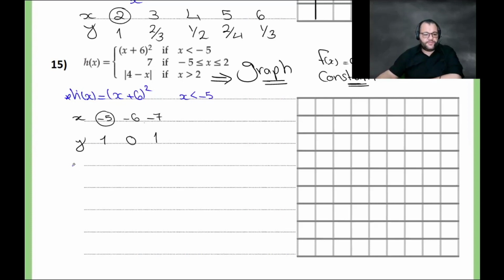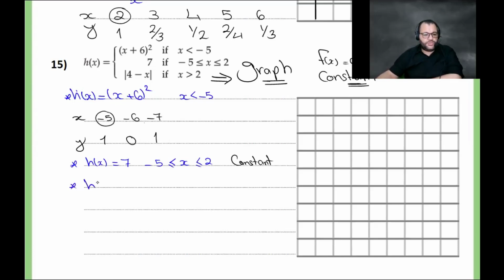The second, h of x equals 7, where x is greater than negative 5 and smaller than or equal to 2. That's represented by a linear, constant function. Since it's constant, the value is always 7.